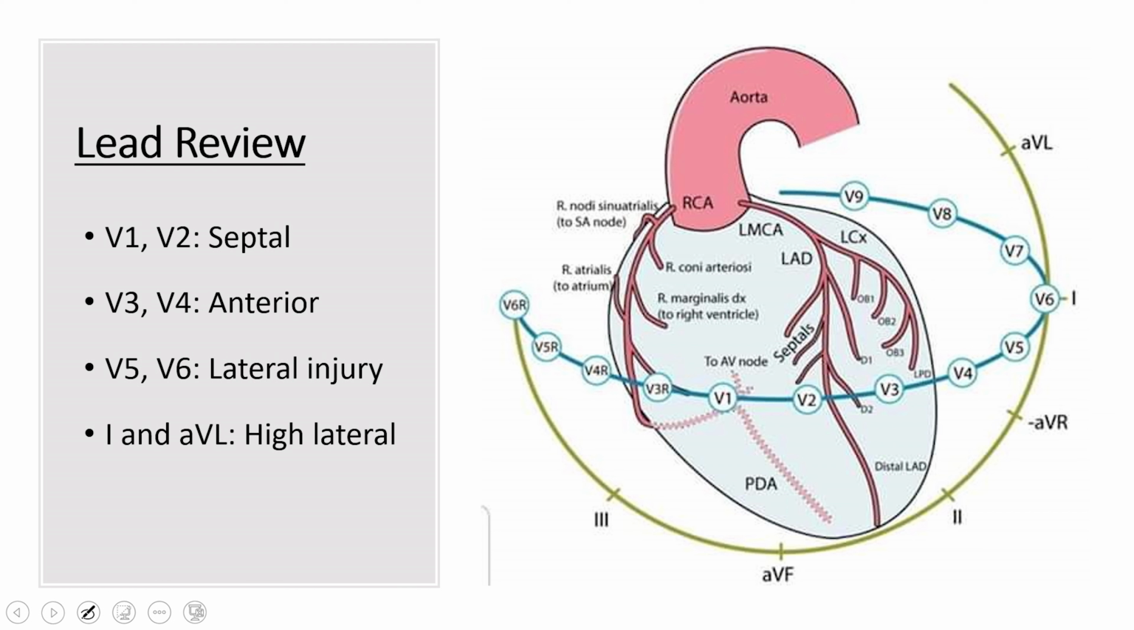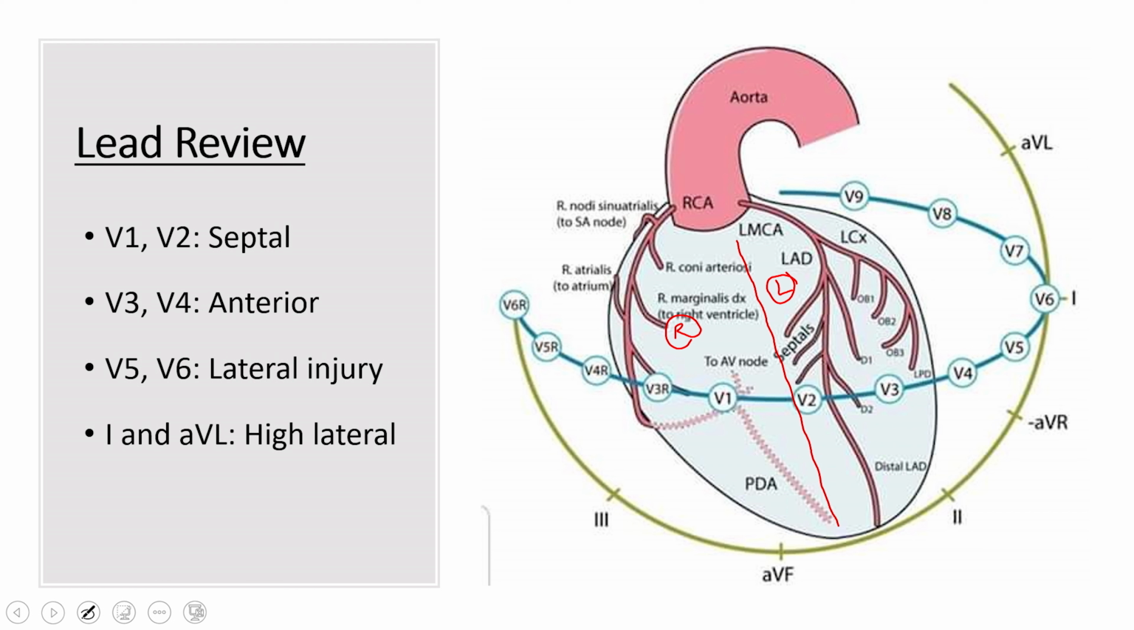And so V1 and V2 are your septal leads, if you remember. So the heart, we know it's divided into the right and the left side. This is the left side over here, the right side over here, and you have that big muscular septum going right through the middle to help divide the heart. Well, leads V1 and V2 are going to be able to tell you what's going on with that muscle in the septum there.